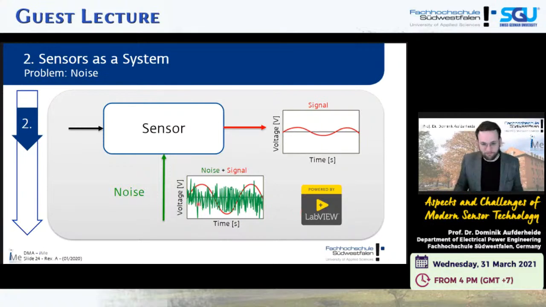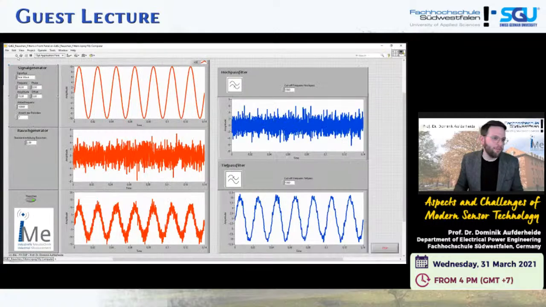Noise is basically a disturbance of our sensor reading. So let us assume our sensor shall read such a sinusoidal curve, the red one here. We are not reading just the real value, but usually we have some noise interfering with our signal. And this might definitely affect the quality of our sensor reading. I will give you a short example with a small program I just developed so we can actually simulate the behavior. So I'm starting my program.